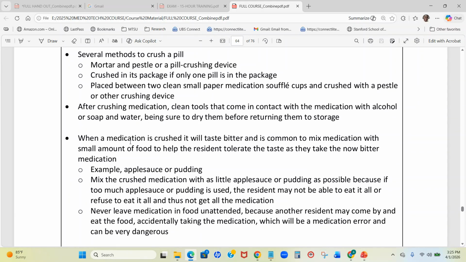Several methods to crush a pill. So we have the mortar and pestle, that is the old age. We have the pill crushing device. You'll see some in the lab when we meet in person. Crush in a package. If only one pill is in the package, place it between two clean paper medication cups and crush with the mortar and pestle, or any other crushing device. We no longer use this mortar and pestle thing. That's of the old time. After crushing medication, clean tools that come in contact with the medication with alcohol or soap and water. Be sure to dry them before returning them to storage.